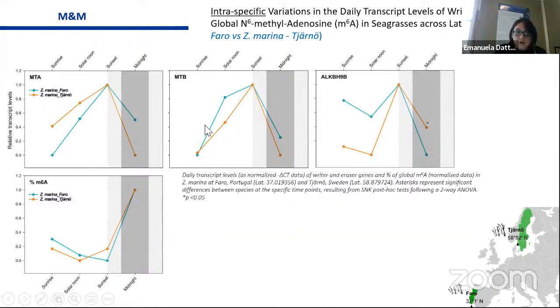In this case, there are only 4 time points, and you can see that there is a perfect match between the expression profile of the population of the 2 latitudes.